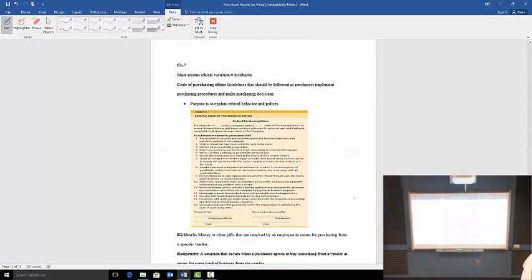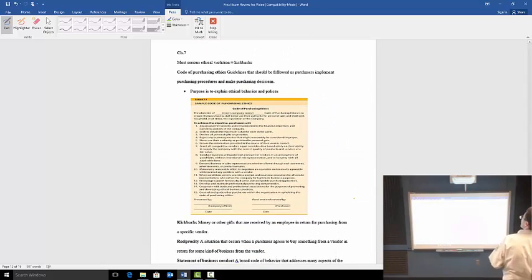All right, moving right along into Chapter 7. Chapter 7 was our ethics chapter. We talked about a lot of different ethical violations. However, the most serious ethical violation is kickbacks. Kickbacks are not only unethical, but they're illegal in most states. Most companies have a code of purchasing ethics, which are guidelines that should be followed as purchasers implement procedures and make decisions. Its purpose is to explain ethical behavior and policies.